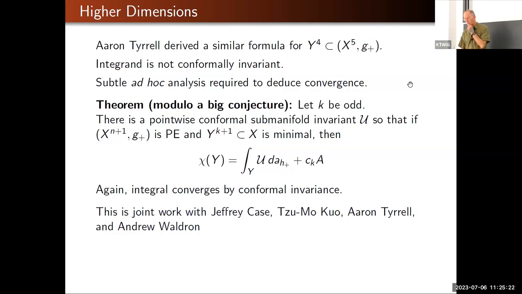Okay. So this is joint work. I actually have four collaborators: Jeffrey Case, Tzu-Mo Kuo, Aaron Tyrrell, and Andrew Waldron. AIM is the American Institute of Math. They have a very different model for how workshops should work. At AIM, you're actually supposed to work on a problem. They divide people into groups, and everybody's supposed to work on a problem. So this was the problem that we worked on. This was last August, when we had this meeting and started this. We've had Zoom sessions and so forth.